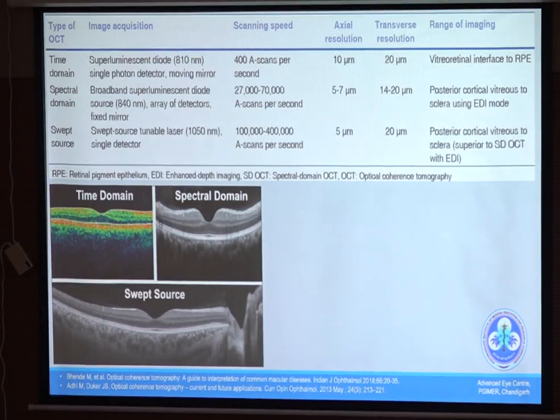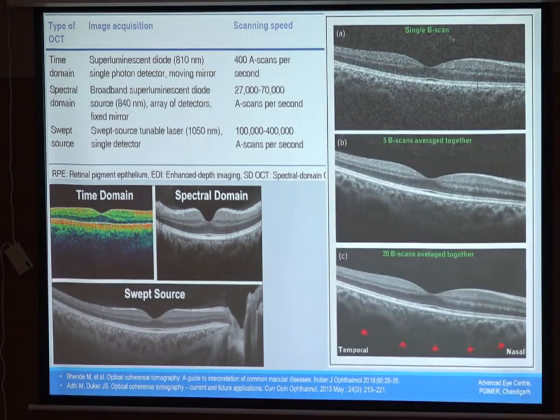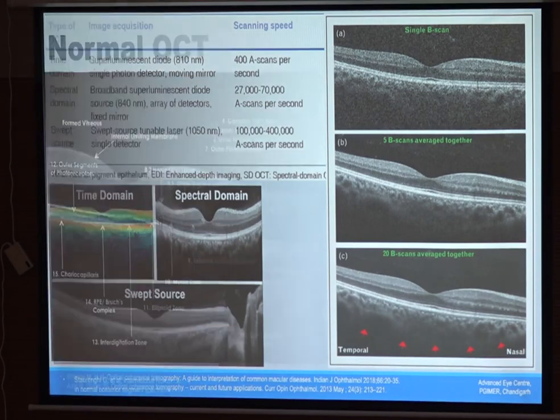So just a comparison of the time domain, spectral domain and the swept source. As you can see here, a very low resolution image that we used to get with the time domain, and with the spectral and the swept source you actually get to see the exact human anatomy as we used to study in the anatomy books. And as these generations of OCT have gone, more and more scans are passed per second, hence the speed has increased, and as more and more scans are averaged together, the quality of the OCT increases. So in lesser time we get better quality OCTs now with the swept source and the spectral domain OCT.